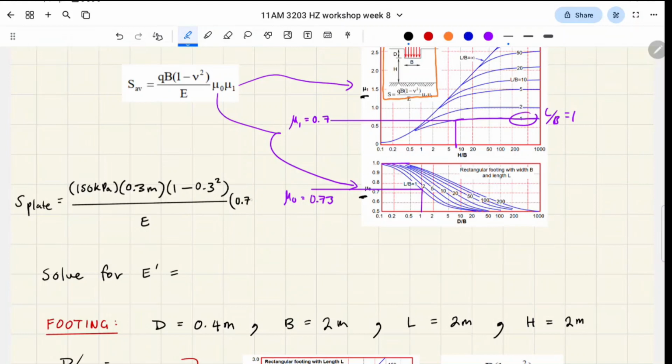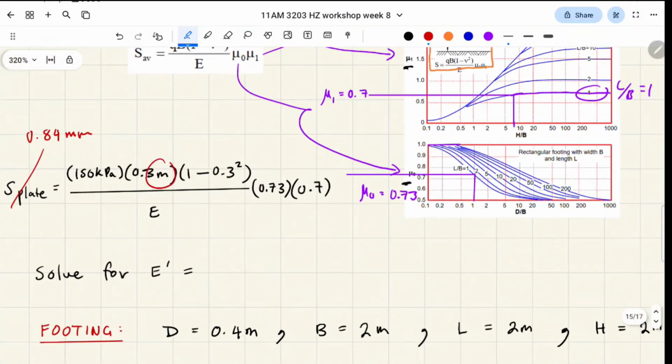Mu0, 0.73. Mu1, 0.7. We're also told the settlement of the plate. So in the question, we were told it was 0.84 millimeters, right? The reason why I've written out the units here is you have to be very careful with the units and make sure we're dimensionally consistent, because since I have meters on the right here and millimeters on the left here, our elastic modulus isn't quite going to work out the way that we want it to.